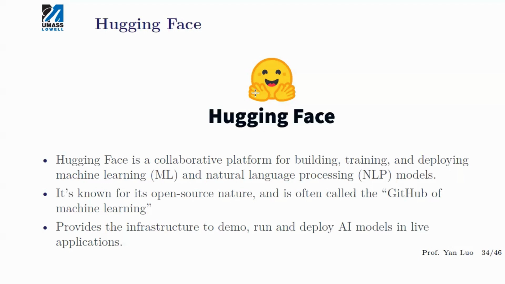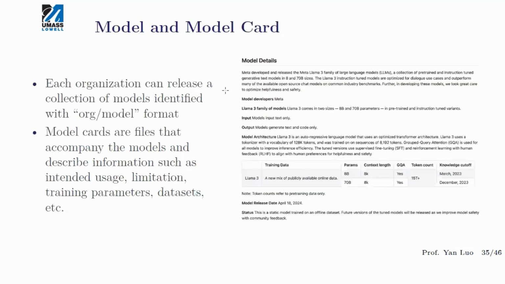So the next few slides are about Hugging Face. By now, I hope you already registered an account on Hugging Face. Hugging Face is a collaborative platform for building, training, and deploying machine learning and natural language processing models. It's a website that's known for its open source nature, and it's often called the GitHub of machine learning. You can actually do a lot of things with it. You can demonstrate your model using the Hugging Face infrastructure, or run or even deploy AI models in live applications. So in our class, we're going to use it quite often.